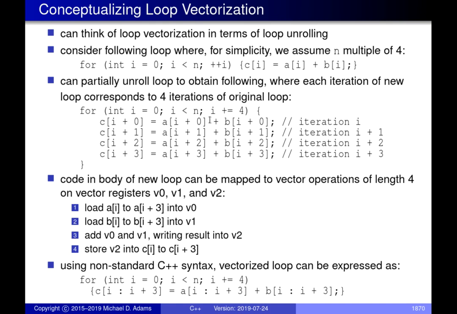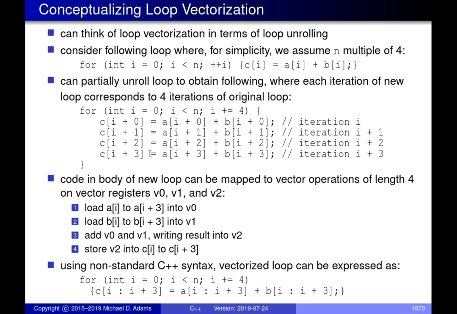Here, since we're effectively doing 4 iterations of the original loop per 1 iteration of this new loop, we're going to increment I by 4. And essentially what these 4 lines correspond to here are the 4 iterations of the original loop that have been merged together into a single iteration of this new loop. So this is what I mean by loop unrolling.